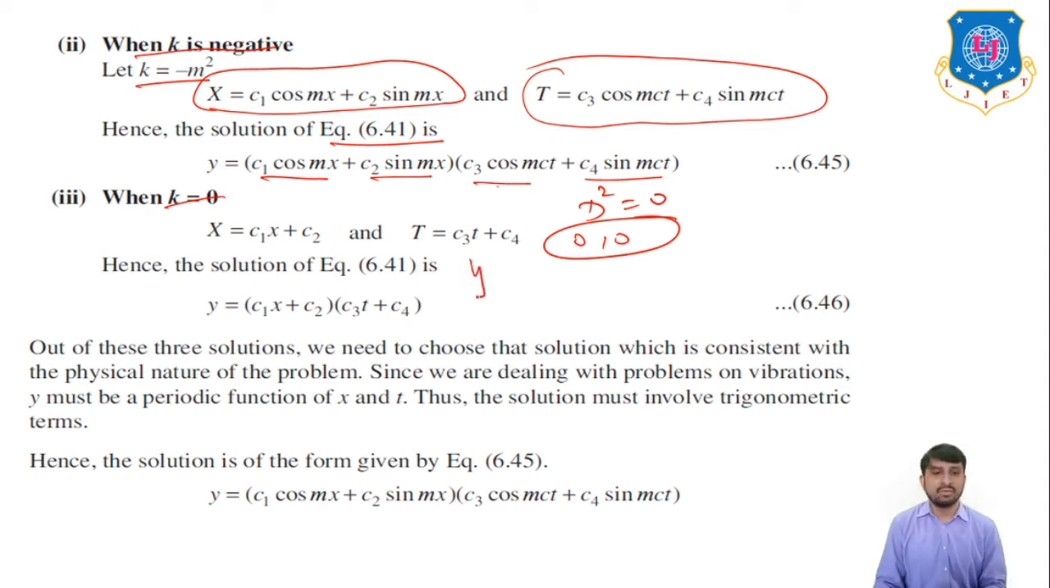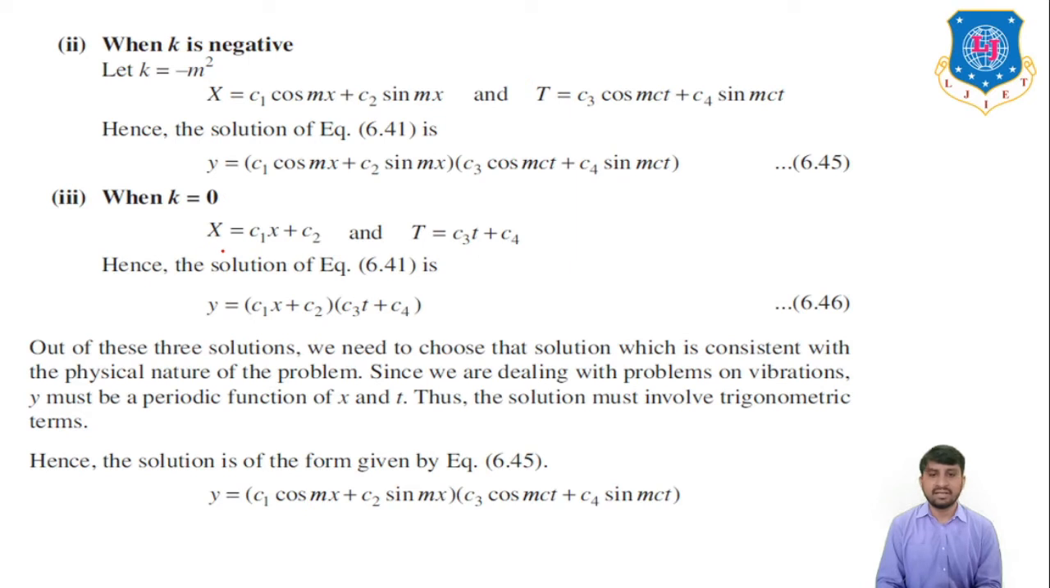So y is equal to c1 plus c2x into e raised to 0 into x. That's why c1 plus c2x, or you can also write c1x plus c2, whatever, into e raised to 0 into x. So that's why they mention that X is equal to c1x plus c2, and similarly capital T is equal to c3t plus c4. And the general solution is y is equal to c1x plus c2 times c3t plus c4.